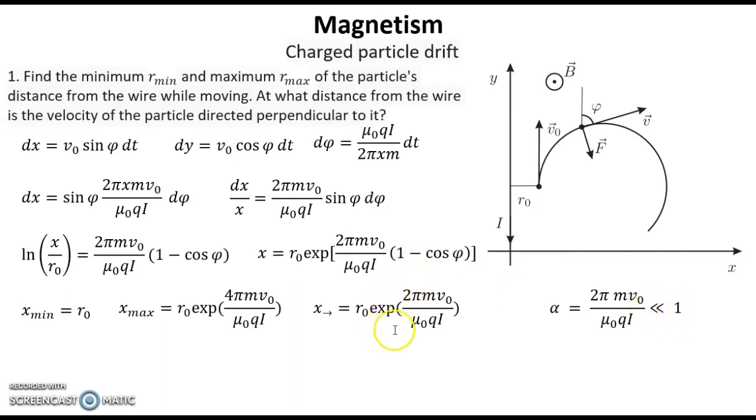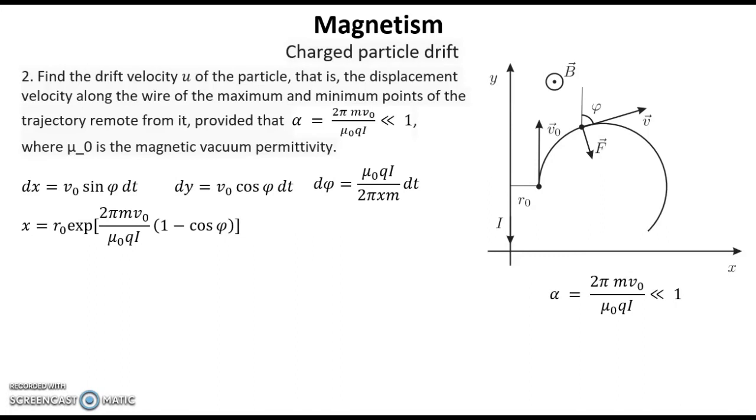So it means that this exponent from a small alpha is very small. So it means that our particle is moving with a very small, almost circular trajectory near r0. So r0 is much greater than the radius of this trajectory. And this we will use later for the second question. So we have just answered the first question.